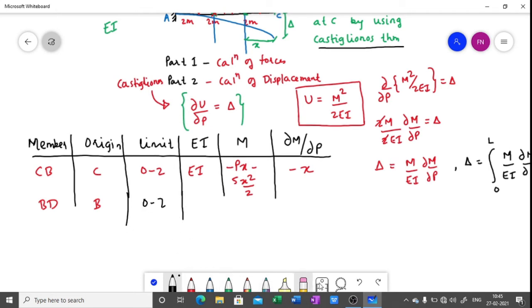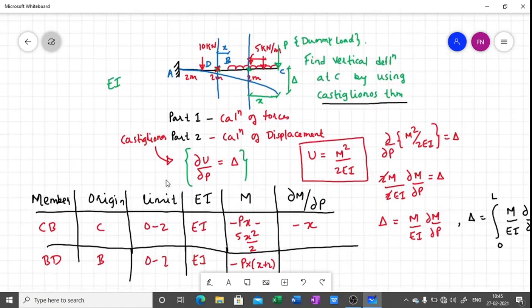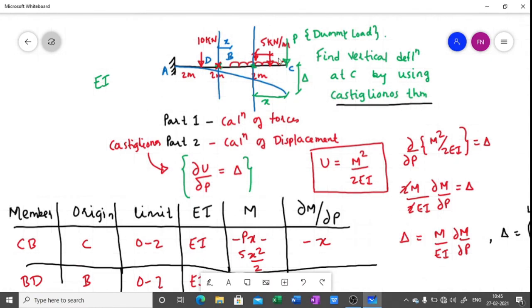Limit will be 0 to 2, EI. Here P into x plus 2. Okay, so P into x plus 2, the entire length of UDL is coming between C to the section.